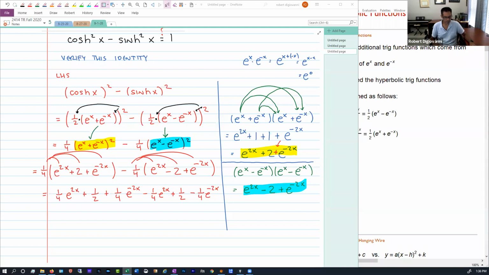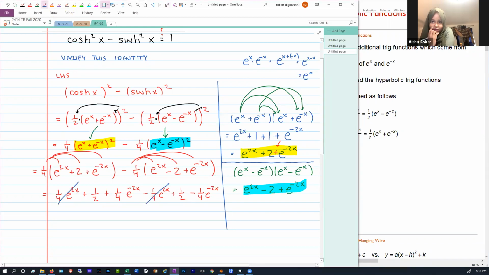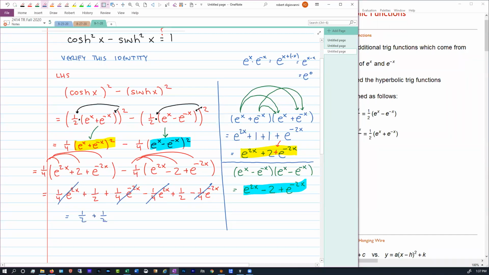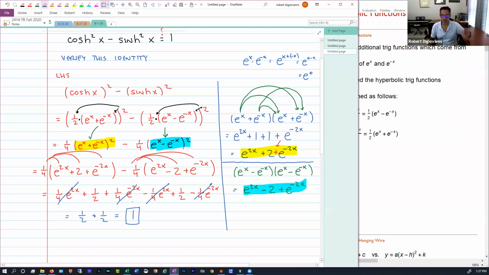Okay, Aisha, do you see what's going to happen to that? Do you see that a lot of good things happen? Yeah, the positive 1/4 e to the negative 2x cancels with negative 1/4 e to the negative 2x. Okay. It's the other one too, that 1/4 and the other one. Yeah, there we go. So all we're left with is 1/4. Careful, 1/2 plus a half, right? What's that? Yeah. So that will be 1. I think you multiplied in your head.